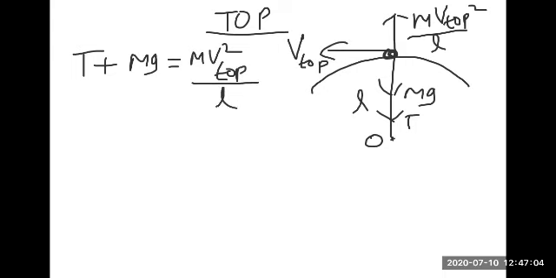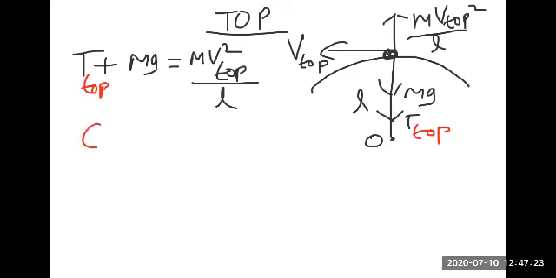What did you write here, sir? Sum of upward forces equals sum of downward forces. Downward forces are tension and mg. Upward force is m v top square by L. So I have written this one. But remember, this is tension at the top.